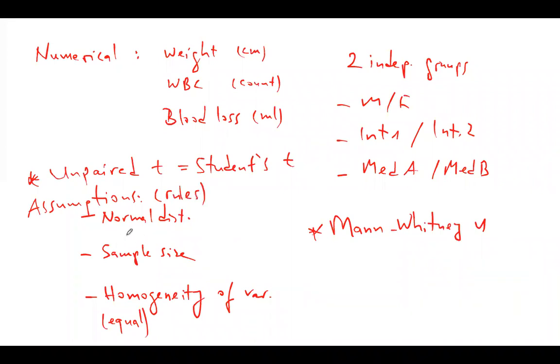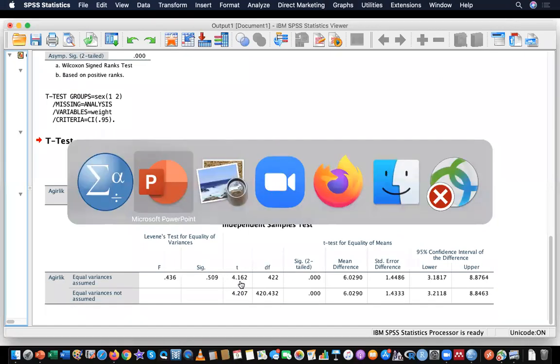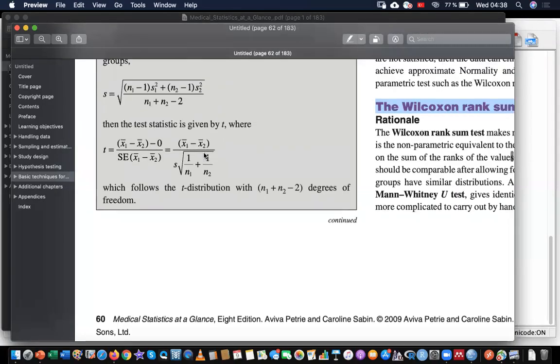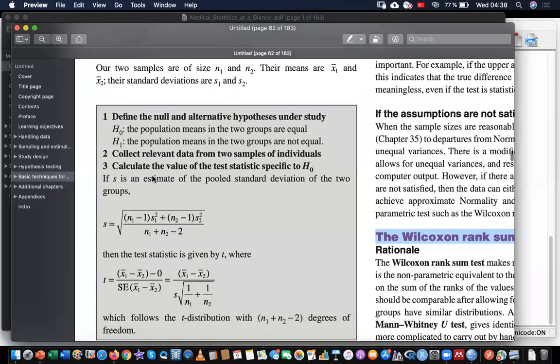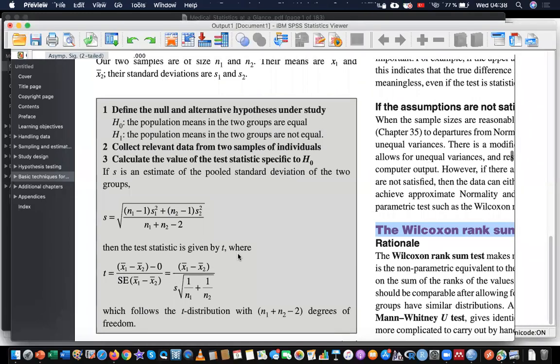Rules to conduct this: normal distribution, enough sample size, and homogeneity of variances. So now we see that we have homogeneous variances here. Then we go ahead and look for the t-value, 4.1. How is the t-value calculated? You already know it. Here is the formula. You don't need to remember the formula for the t-value, but you need to know it includes the mean and the standard deviation.